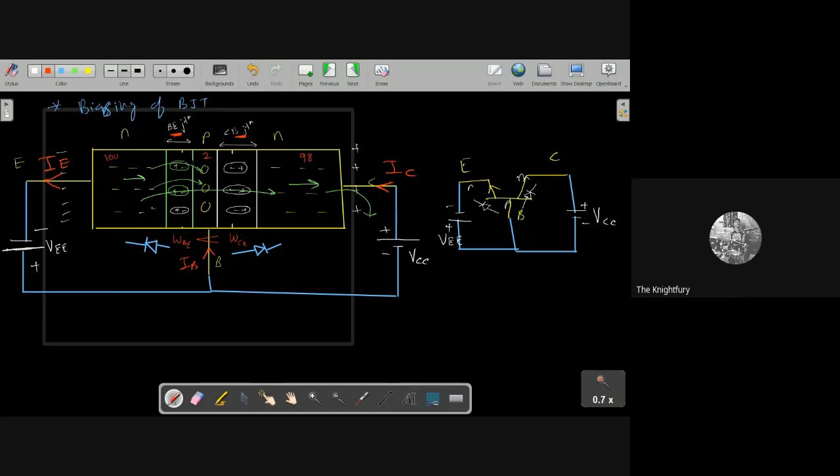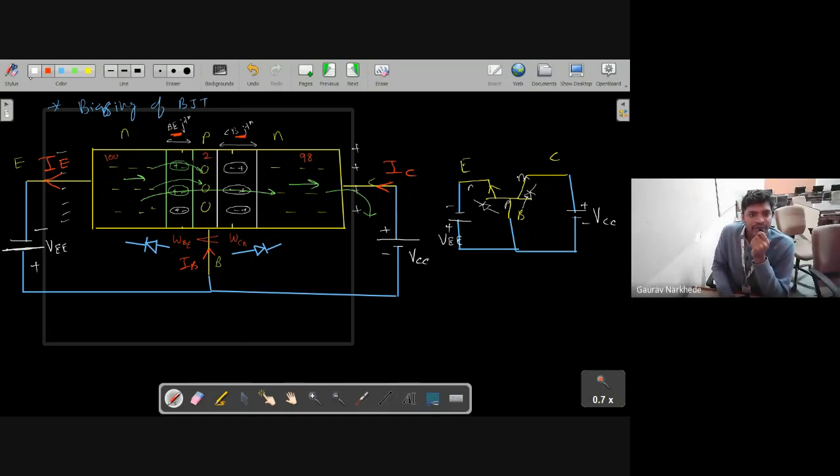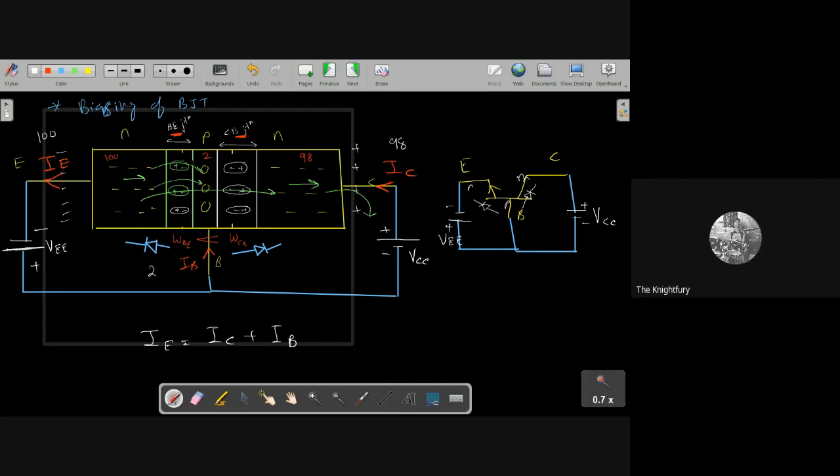Okay. एक इलेक्ट्रॉन मूव होगा तो कितना करंट मिलेगा हमें? 1 एम्पियर. लेट अस सपोज. ओके. सो हाउ मच करंट आई एम गेटिंग हियर? IE is 100 due to 100 electrons. This is just an example. IB कितना रहेगा? 2. और IC कितना रहेगा? 98. Right? So can I write IE is equal to IC plus IB? Yes, sir. So this is one of the equations.